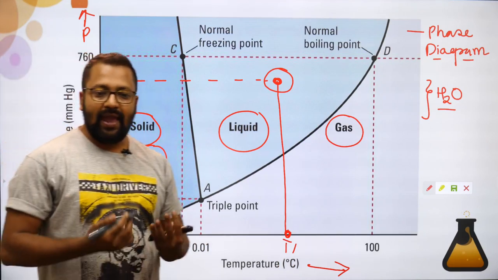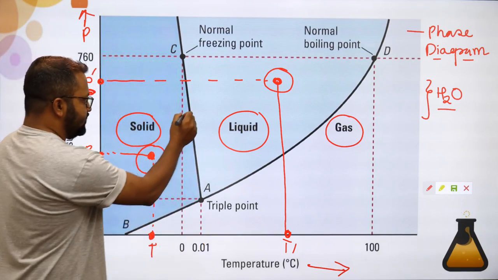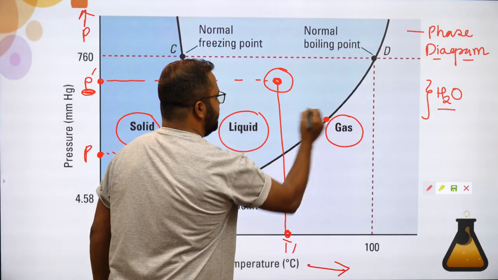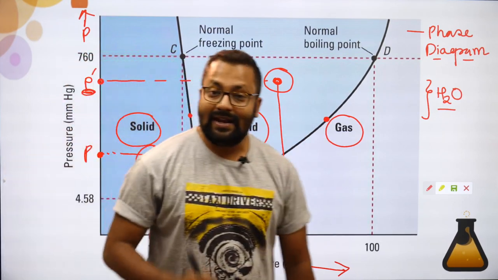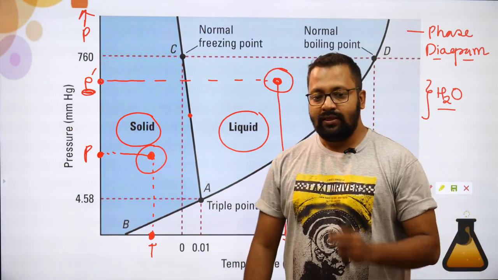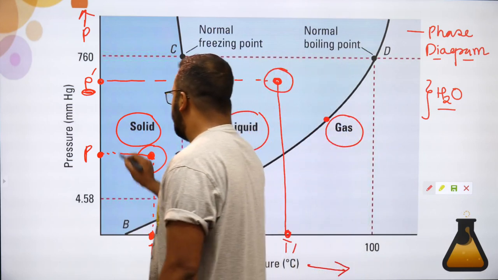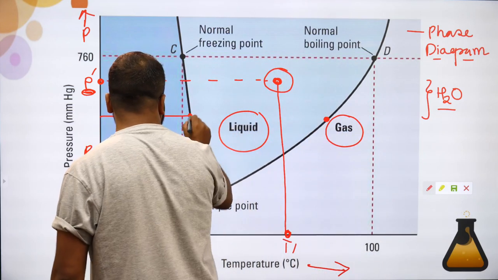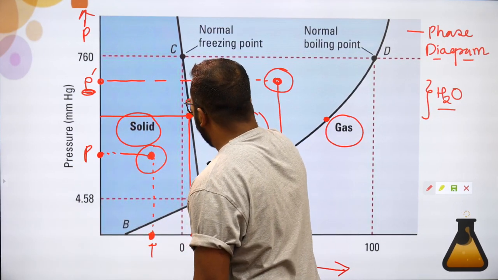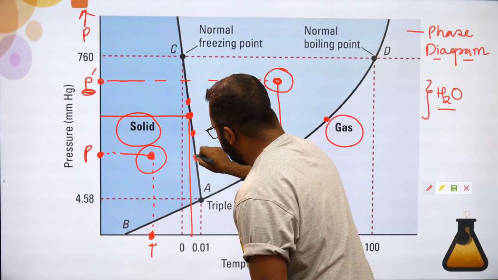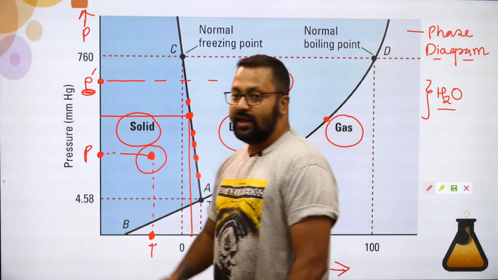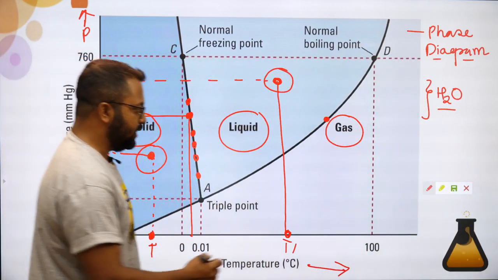Now a lot of people might be having a question, sir, what is this bold line indicating? Ye bold line aapko dikh raha hai? So the bold line indicates a situation where there is an equilibrium. You can see this point, any point, all of these pressure temperature conditions represent equilibrium.